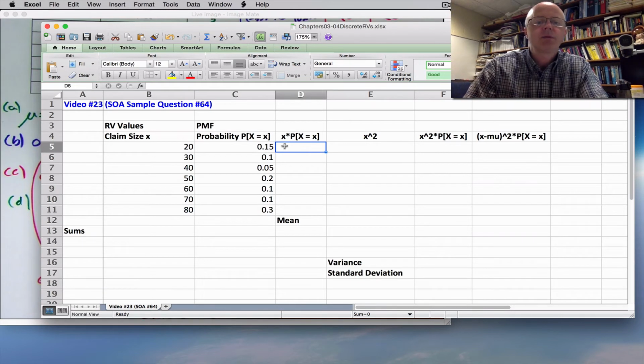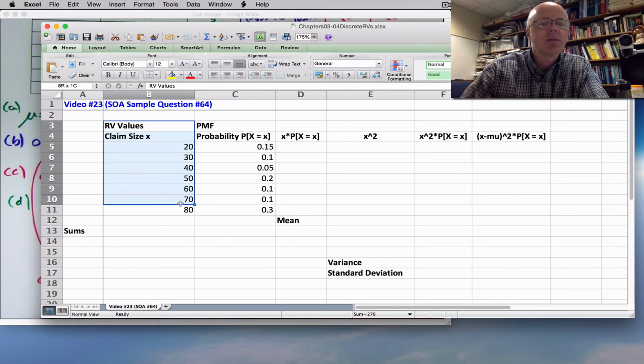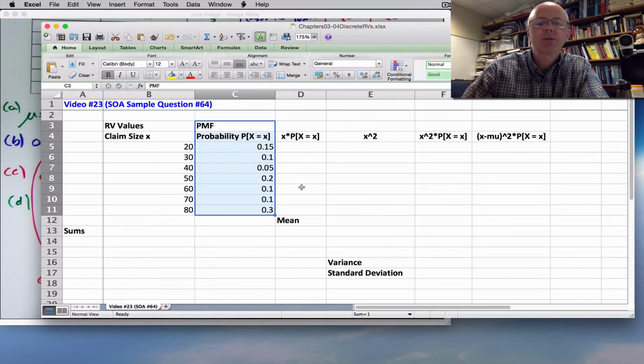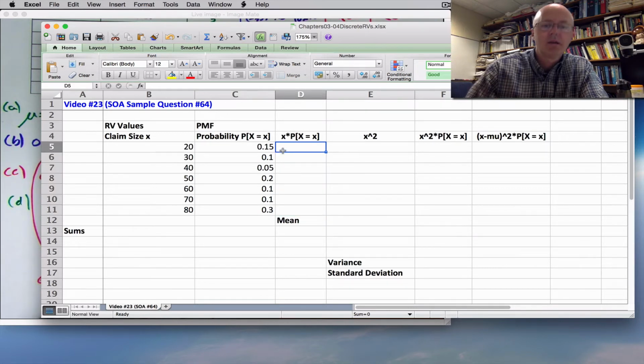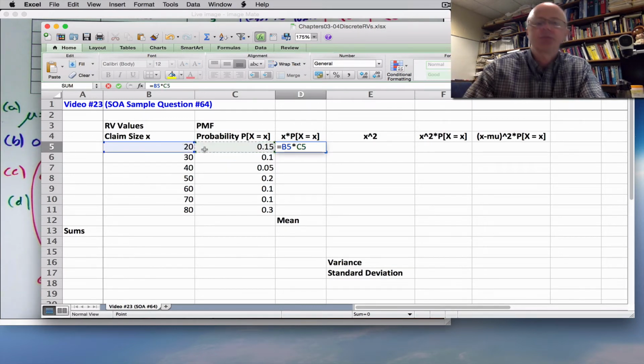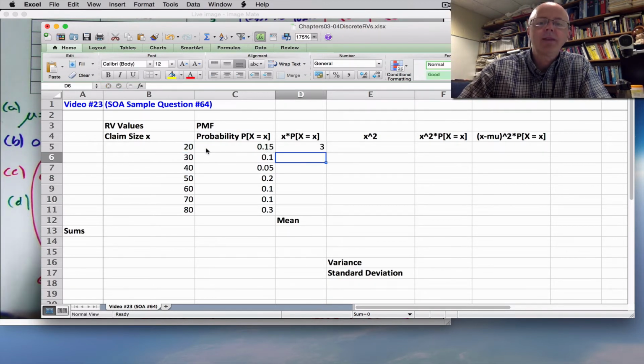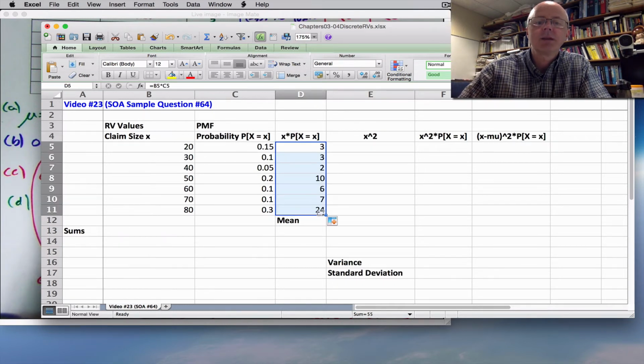If you haven't used a spreadsheet before, what we have here is the random variable values, the values of little x, and the PMF values, probability mass function. To find the mean, we need to find these values and add them up. So with the spreadsheet formula, you can use the cell references. First of all, use an equal sign like you see here to make sure it's going to do math. Then take what's in B5 and multiply what's in C5. That'll be 20 times 0.15, that'll be 3, like we got before by hand. And then the magic of the spreadsheet is you can copy and paste this formula downward. We can click and drag this to find all these products.